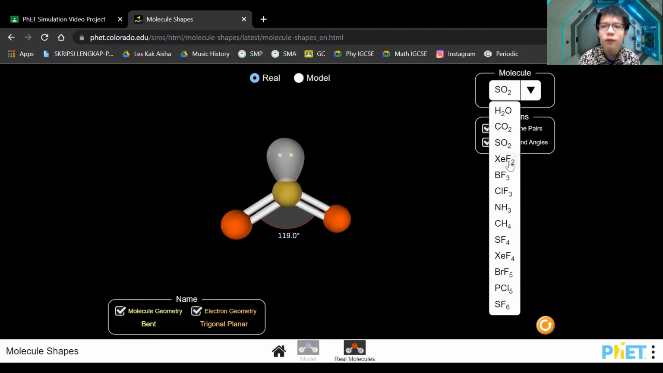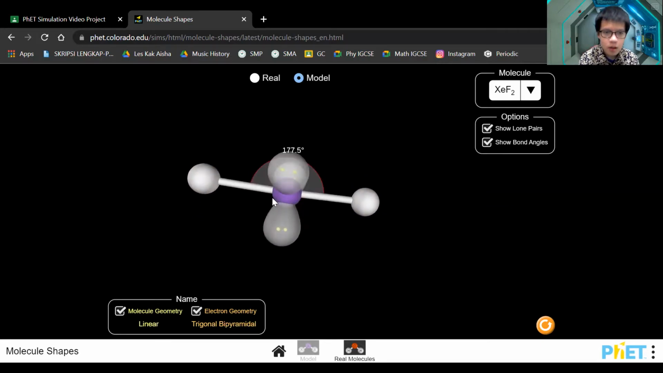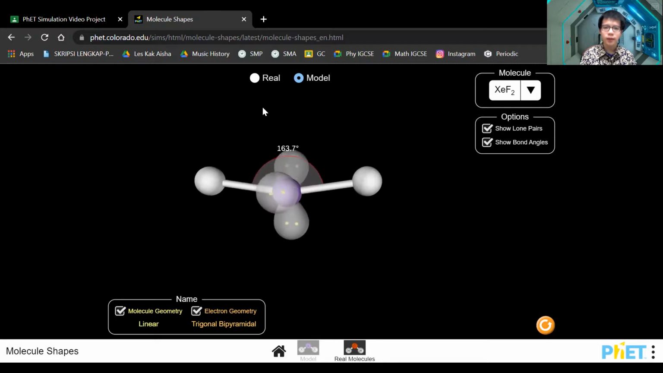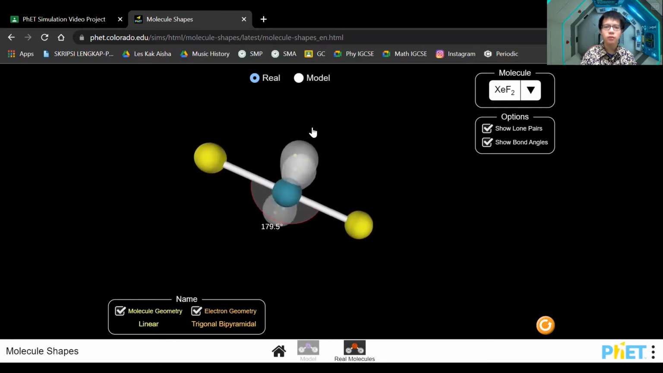So how about xenon difluoride? In the model, the name of the electron geometry is trigonal bipyramidal and the molecular geometry is linear, because it's a straight line. So this one is 180, and the real one is also 180. This is an exception for this one.